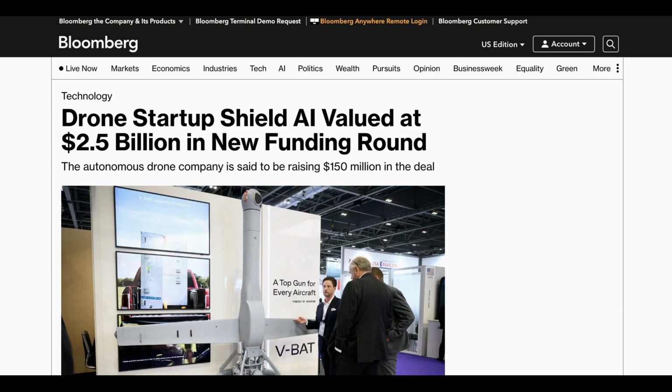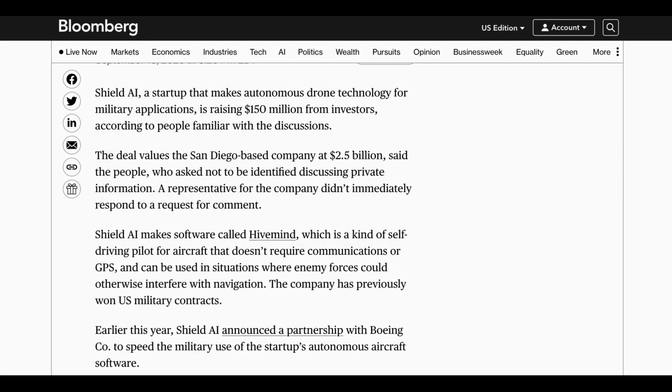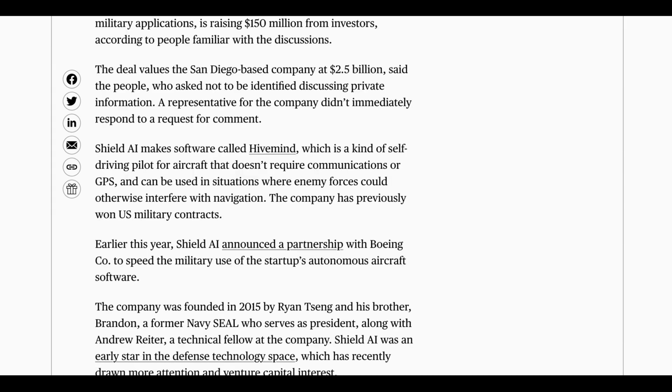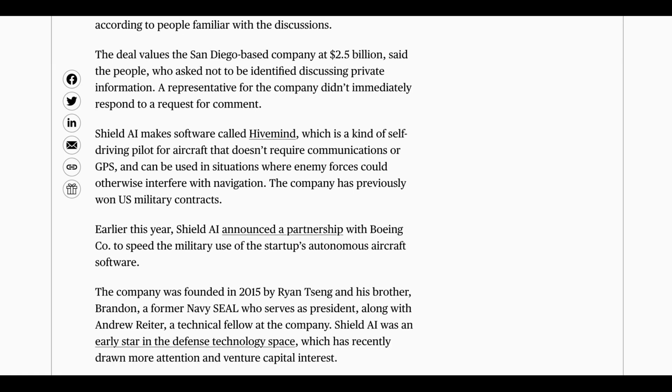Bloomberg reports on a new round for drone startup Shield AI, through which they will raise $150 million at a $2.5 billion valuation. Now, of course, one of the big themes that we have talked about on this show is how, as politicians hem and haw about how AI should develop or not, the U.S. military and other militaries around the world are absolutely racing forward with autonomous technology and new AI-powered weapons and defense systems. Now, it's worth noting that Shield AI is not some Johnny-come-lately, trend-jumping company. It was started all the way back in 2015, and earlier this year announced a partnership with Boeing.